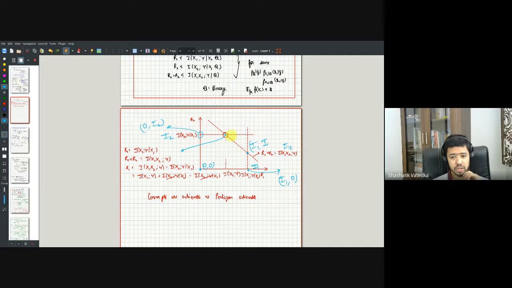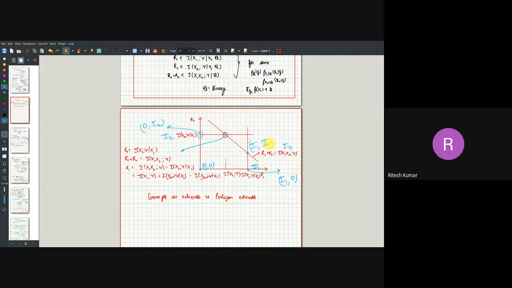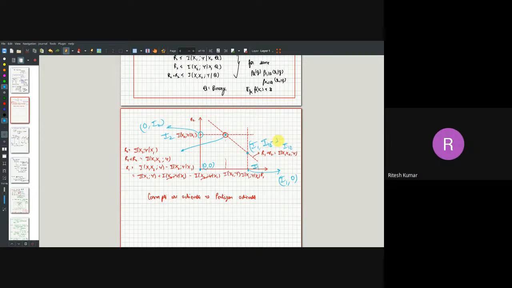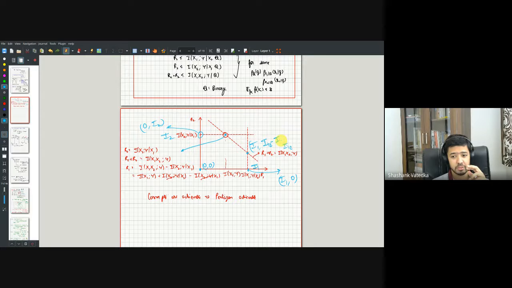So note that this is R1 plus R2 equal to I12, right? So this will be I2 minus I12. This gap, the other way around, it's going to be I12 minus I2. Are you sure it's I2?